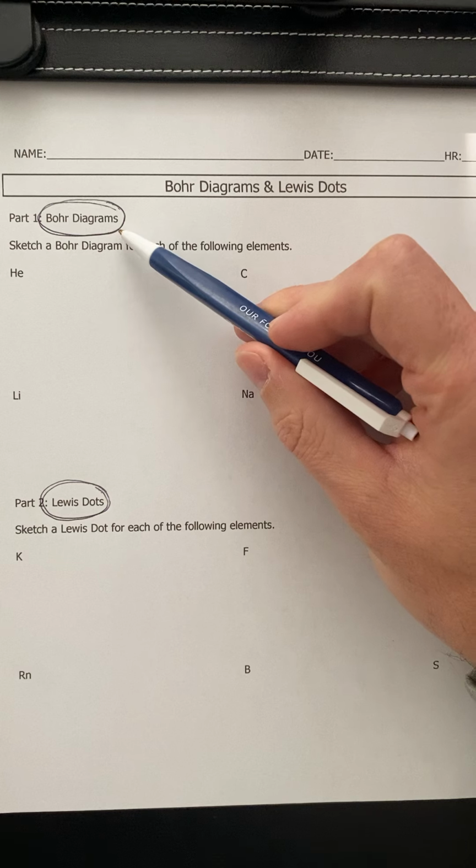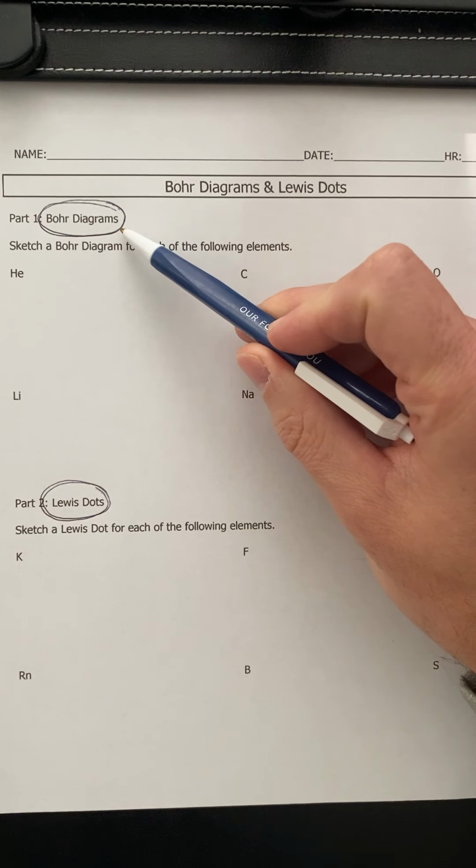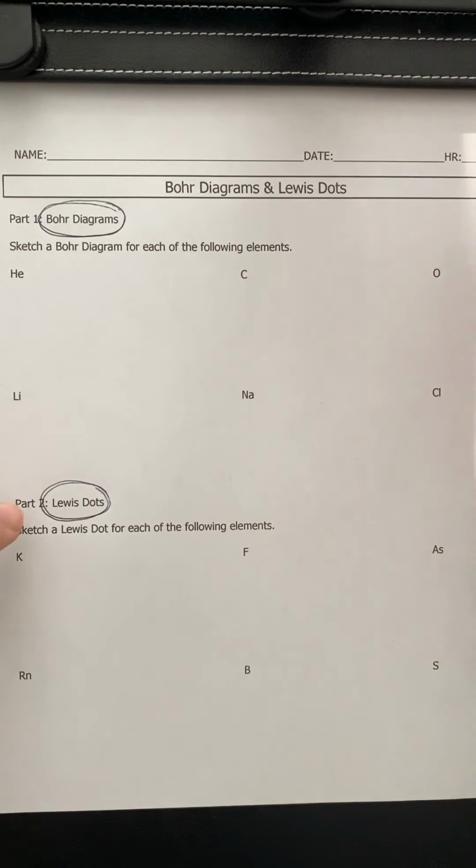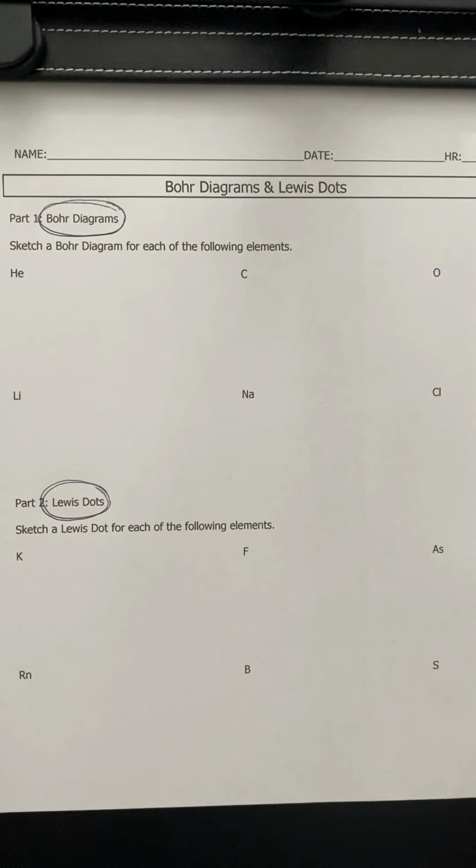The Bohr diagrams are going to contain more information, and the Lewis dots are going to just focus on the valence electrons alone. So the Bohr diagrams show us everything visually, and Lewis dots get to be more and more important as you get into higher levels of chem and you're trying to sketch or draw out different compounds. So I'll do an example here for you.